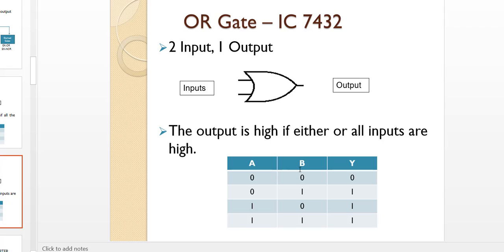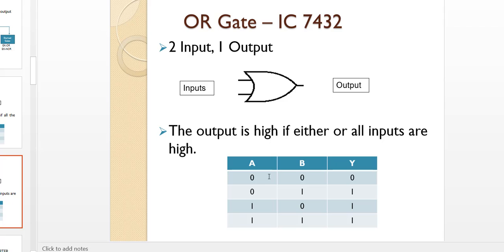Now here the truth table. What is the truth table? Input output relations. 2 input means A and B are the 2 inputs and output is Y. So what does the statement say? The output is high if either or all the inputs are high. If all the inputs are high, then my output is high. If all the inputs are low, then my output is low.